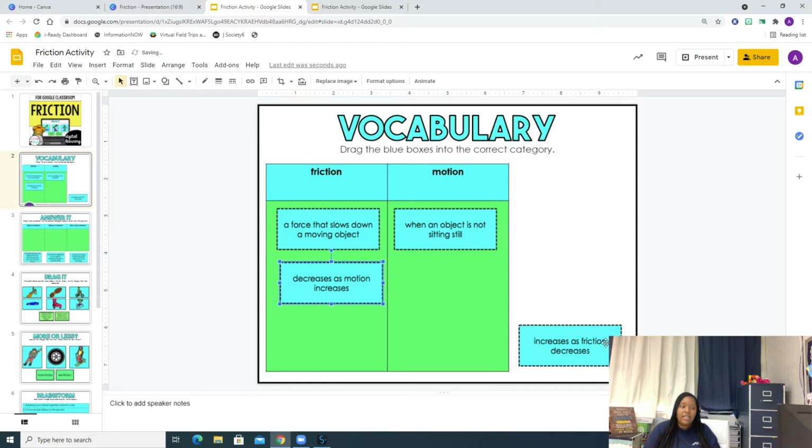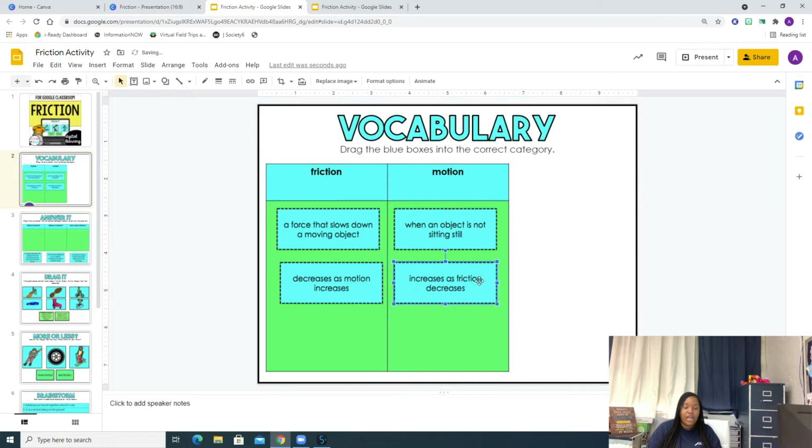And finally, this increases as friction decreases. That is motion. Think about the example of being on ice skates. When there is less friction, you're probably going to skate a little bit or maybe a lot faster than someone who is on a surface that's causing a lot more friction. So as motion increases, friction decreases.